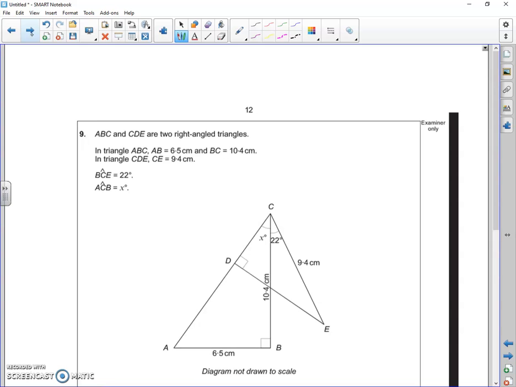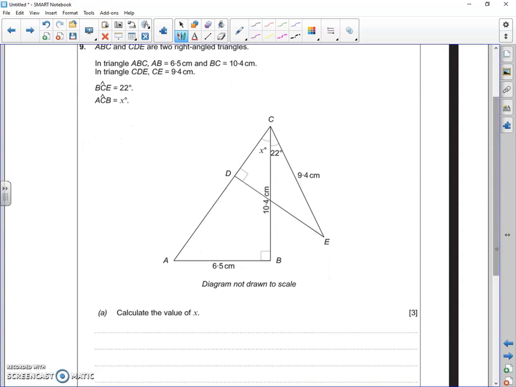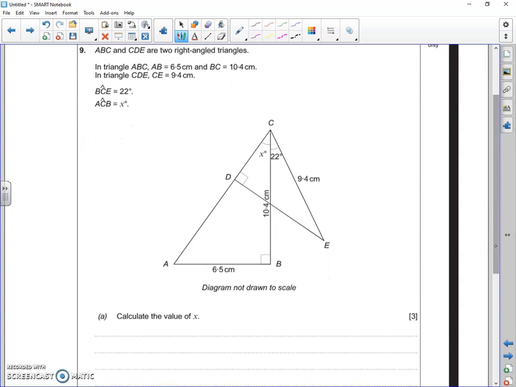Okay, number 9. We've got more right angled triangles. We had some earlier on in the paper and it was Pythagoras. This time we've got angles, so this must be trigonometry. And our first job, question 8, is to find the size of angle X, which is sort of in both triangles. But to find it, we're going to use triangle ABC.